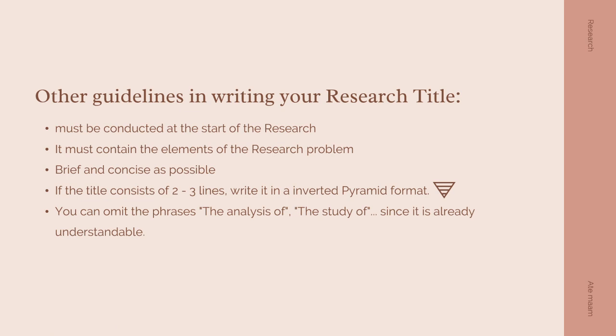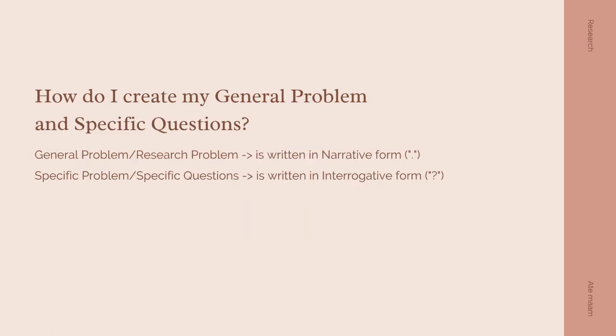So now we already have our research title. So how do I create my general problem and specific questions? Your general problem is already your research problem, which we already created on the previous slides. That is the status of teaching science in senior high school in City A in school year 2022-2023 or during the school year 2022-2023. So it will be written in narrative form or ends in a period.